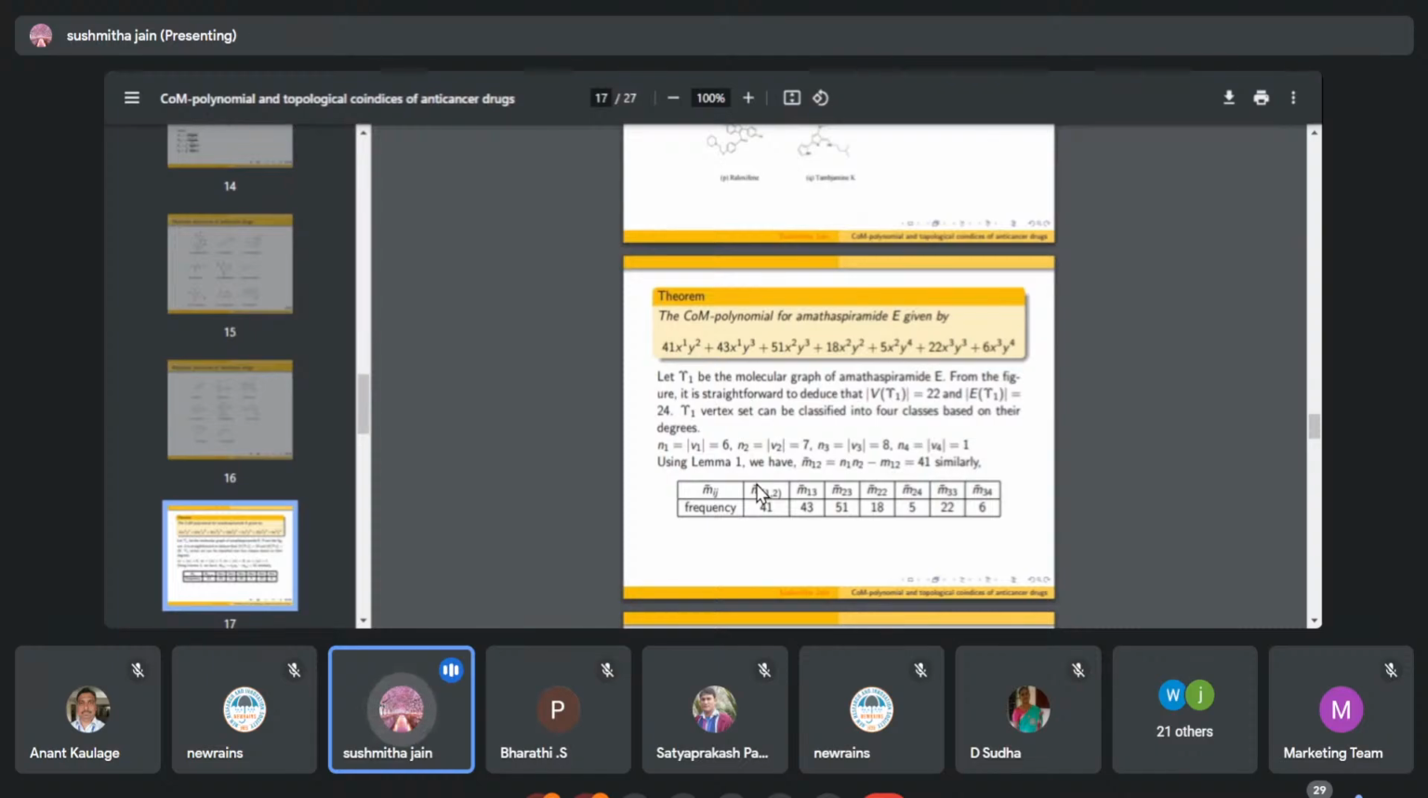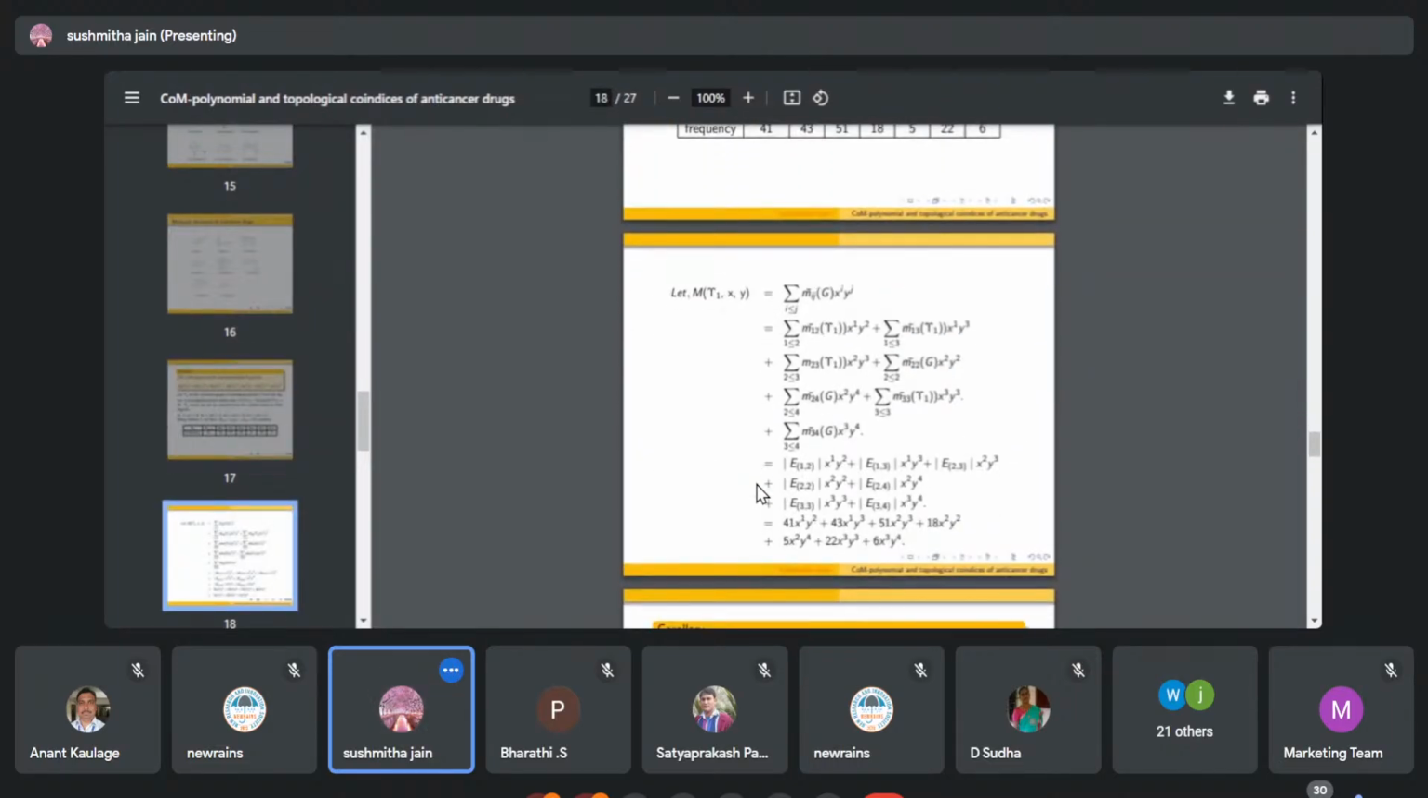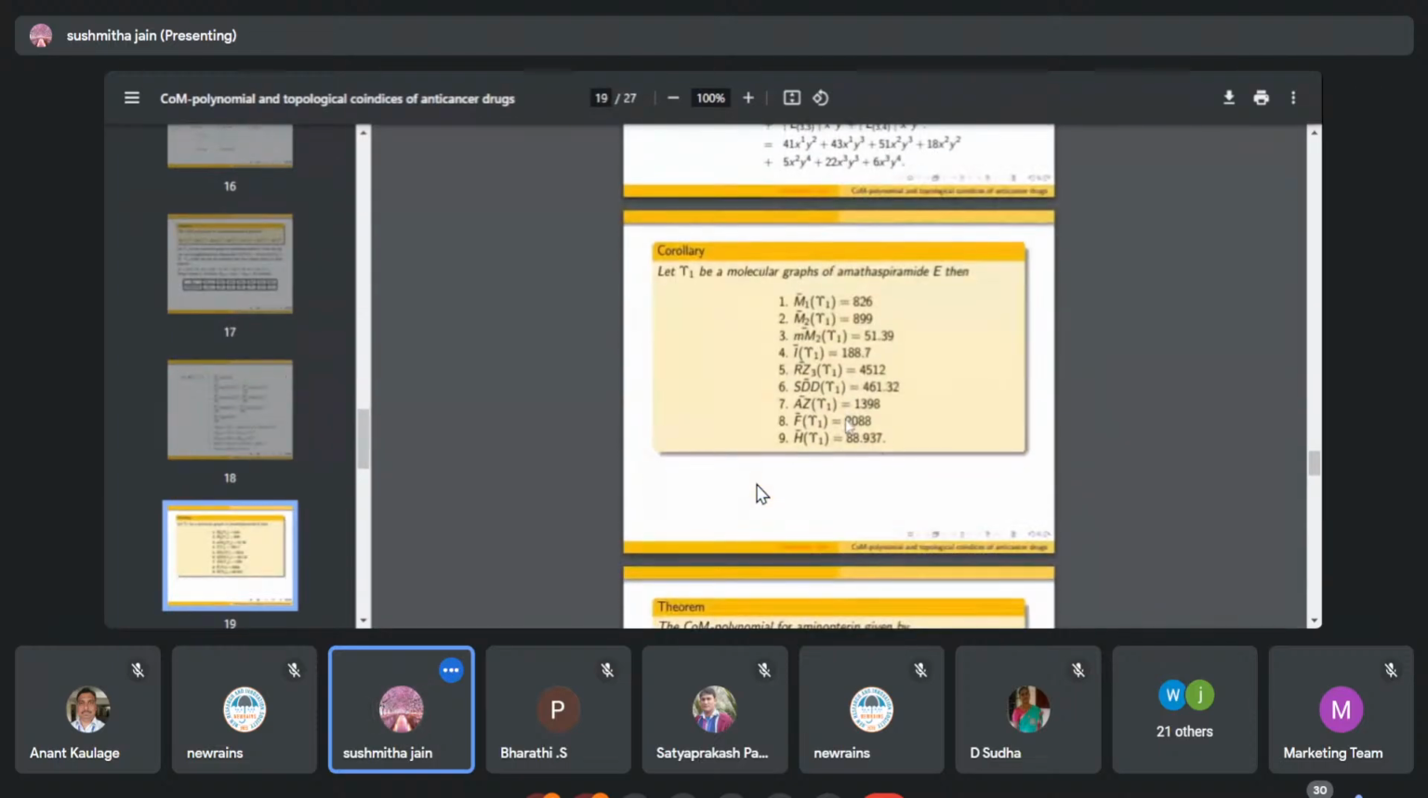By using the edge partition method and the definition of the co-M polynomial, we have obtained these results, and this table is the edge partitions of the above molecular graph. By mathematical simplification, mainly the M-polynomial definition and the number of edge partitions, we obtain this result. From the M-polynomial, we obtain some topological indices of the molecular graph. First, we obtain the first Zagreb index, second Zagreb index, modified Zagreb index, redefined Zagreb index, SDD index, augmented Zagreb index, F index, and harmonic index.